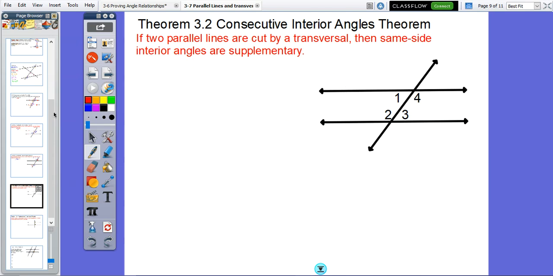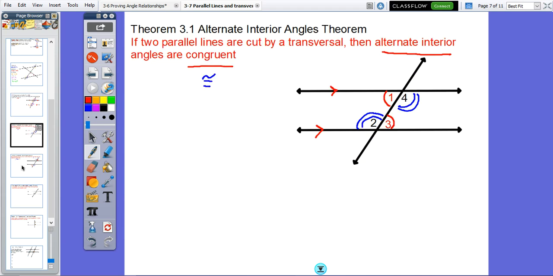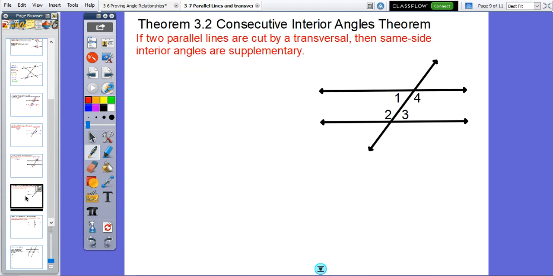Oh, but this is the last one. So overall, we talked about 3 main types of angles. We talked about corresponding, alternate interior, alternate exterior, and consecutive. So all 3 of these prior to this one are all congruent. But this consecutive interior angle is a little bit different.